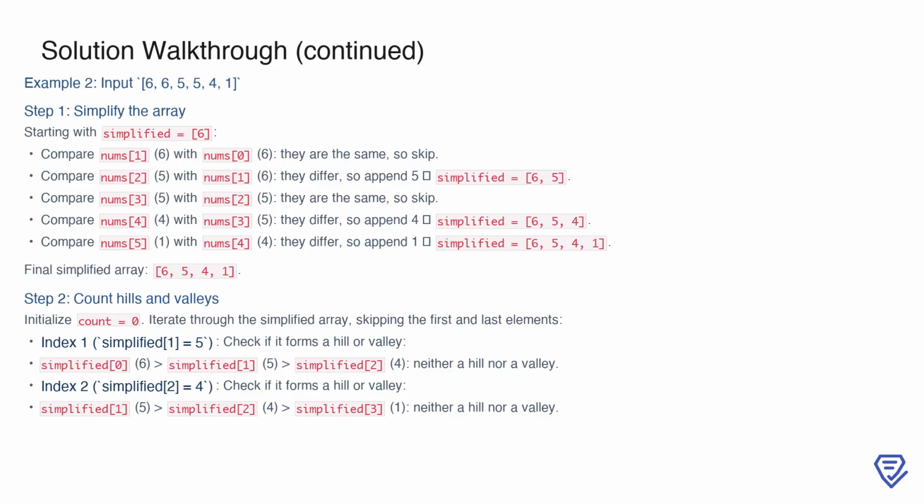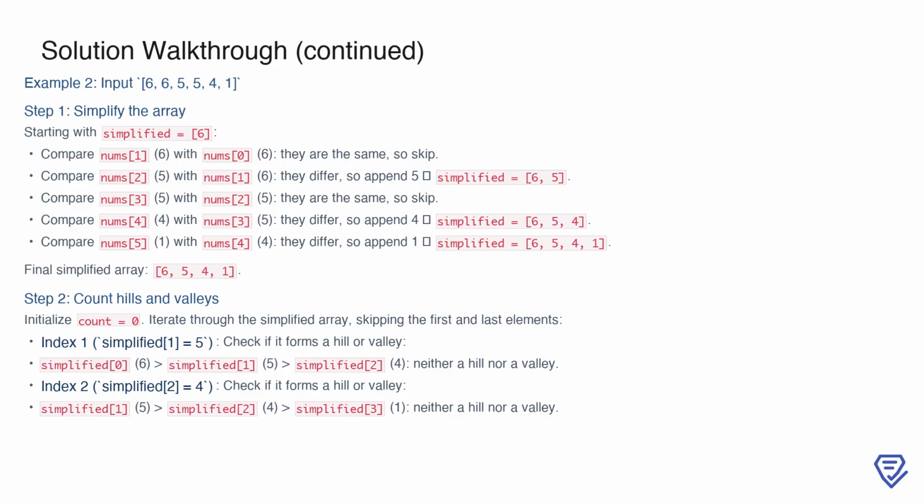The next 5 matches the previous, so we skip it. Then, 4 differs from 5, so we append it, and finally, 1 differs from 4, so we append it. This gives us the simplified array 6, 5, 4, 1. Moving to counting hills and valleys, we initialize count to 0.